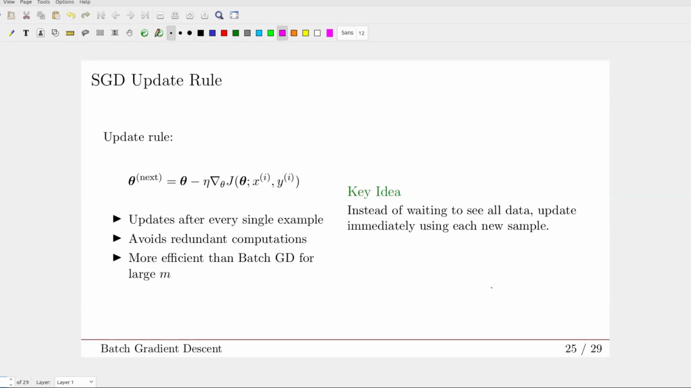Okay, so here's your update rule. It looks very similar, right? Your theta next is your theta minus your eta, which is your step size, times the gradient of your loss function for that one instance. The difference here is I just have one instance, right? But mathematically, it looks very similar to the last one.